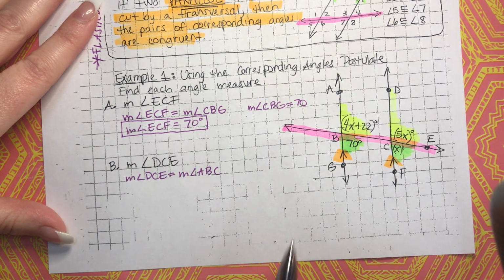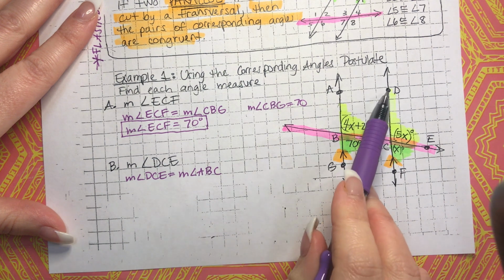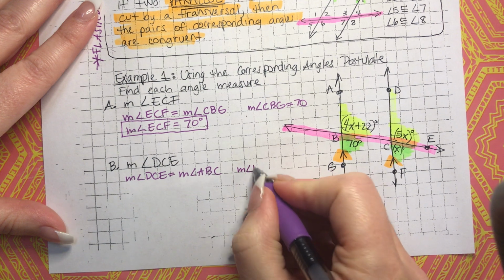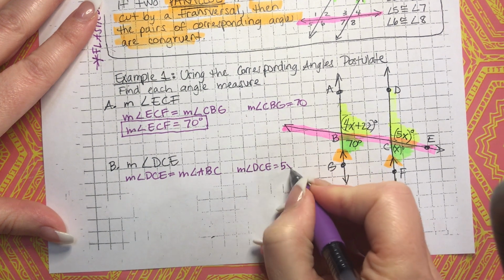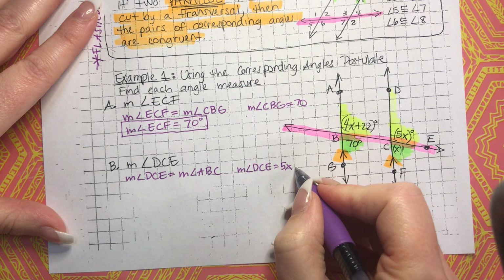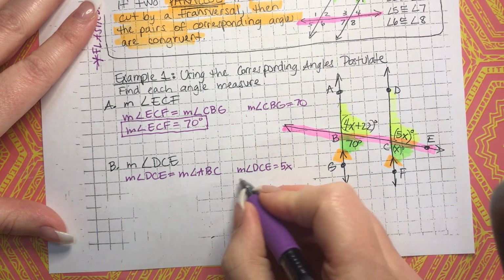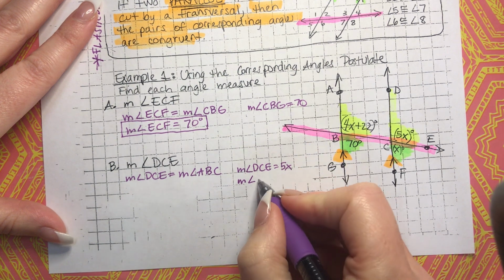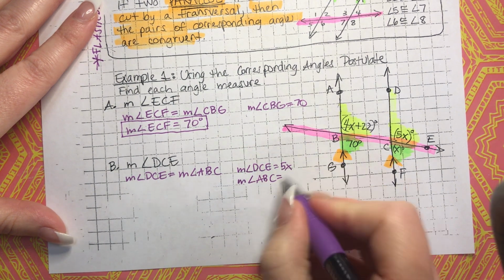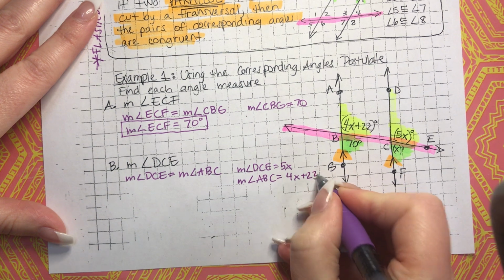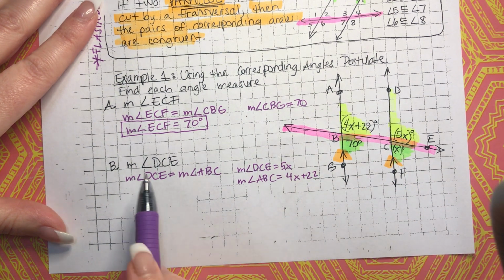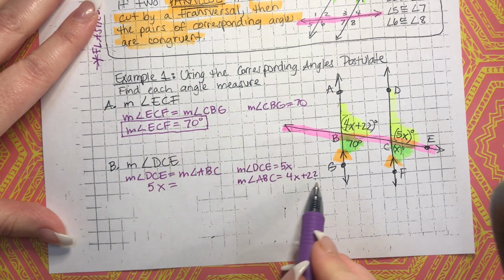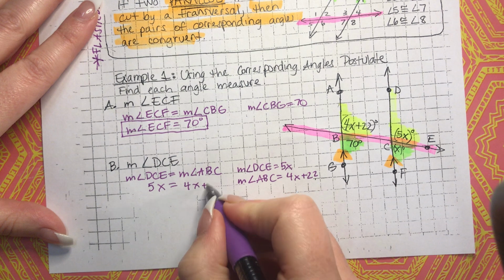Okay, I'm going to go ahead and define my terms, right? So the measure of angle DCE is equal to 5x. And I'll do it below. The measure of angle ABC is equal to 4x plus 22. And then we just substitute those values in. So the measure of DCE is 5x. So we have 5x equaling the measure of ABC, which is 4x plus 22.